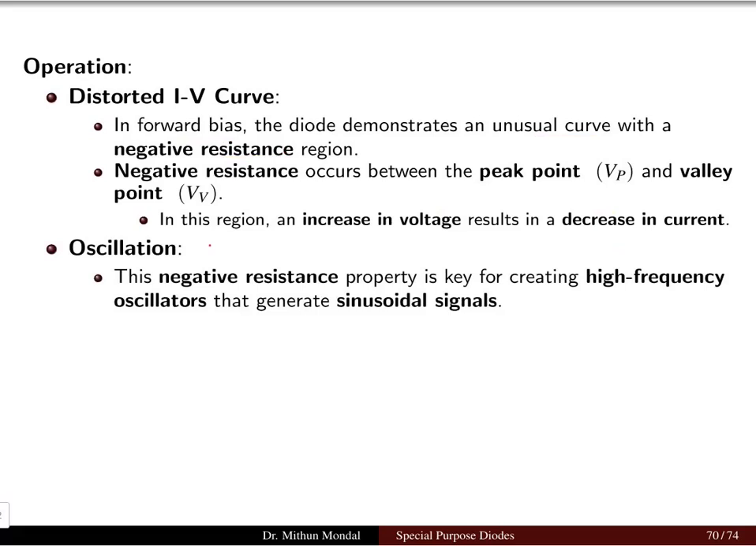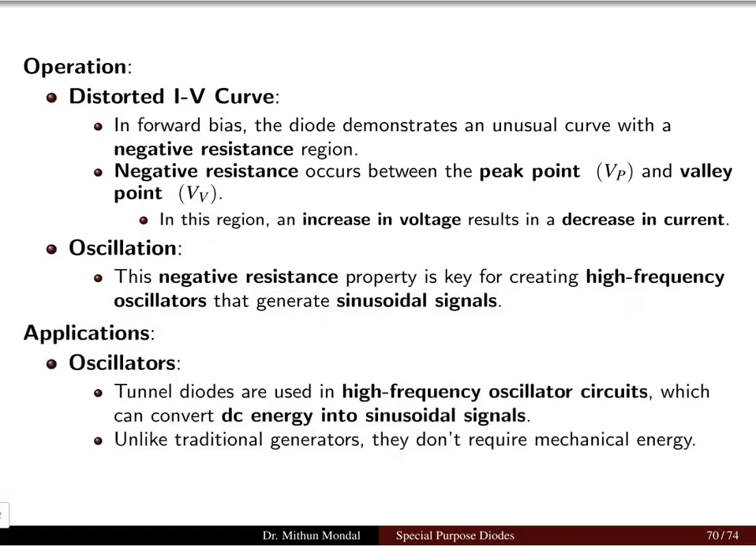There will be oscillation, and the negative resistance property is key for creating high frequency oscillators that generate sinusoidal signals. So where we require high frequency oscillation to generate sinusoidal signals, this type of diode plays a very important role. So the application, again, is in oscillators.